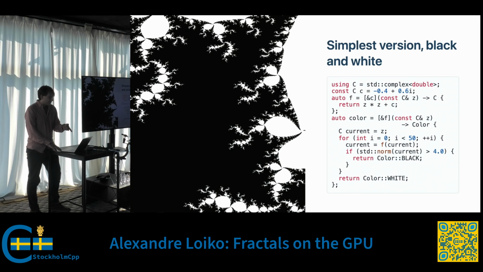Right, and then the color function is what you run on each pixel. Basically, you have a loop. You translate your pixel coordinate into a complex number, and then you iterate this f function over and over again. And if at some point you see a large number, then it's black. But if all of the numbers stay small, then it's white, and that way you get this image. So very simple.